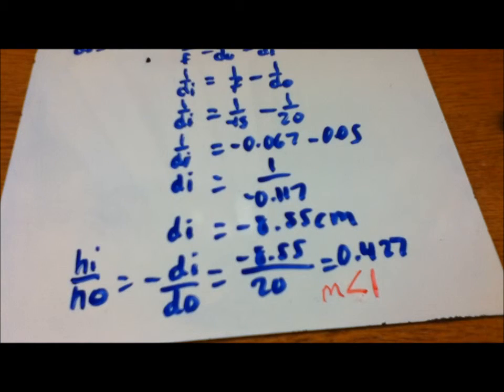If the image was bigger than the object, then we would get a value of m that was greater than 1. But the fact that it's less than 1 indicates that the image is smaller.